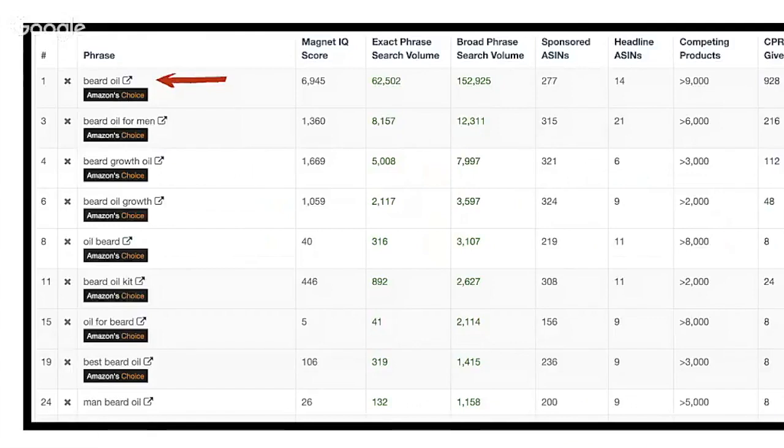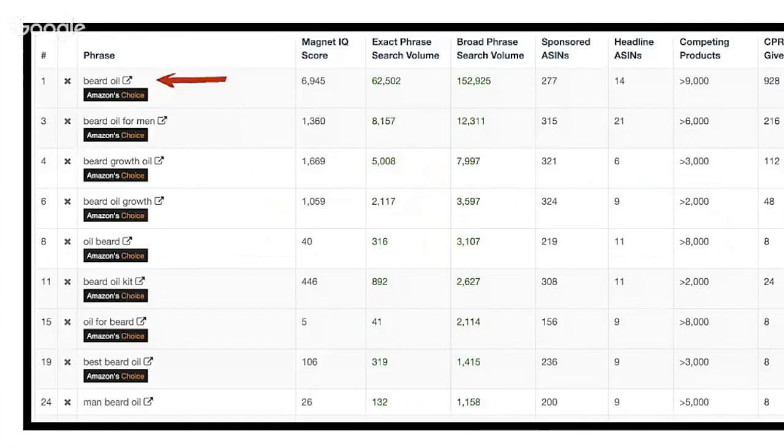So I go look at this one in a keyword report and I say, okay, 152,000, 152K in search volume. That's not scary. Certainly by the stuff that I run, it's not scary. So I'm just gonna take beard oil, right? At this point, there's no segments here.